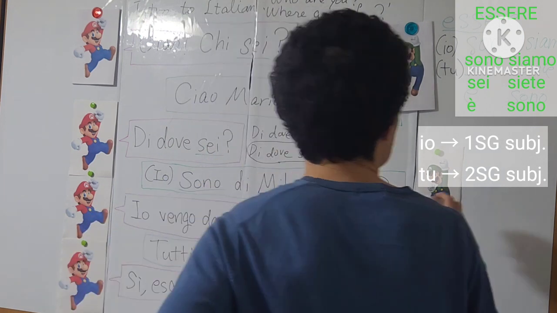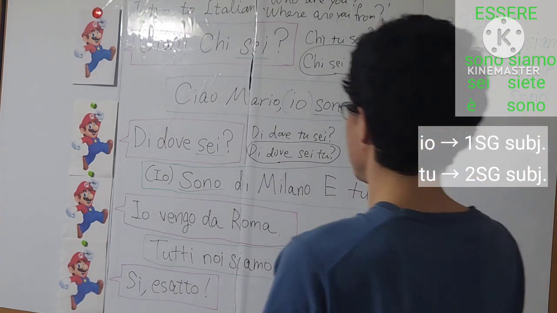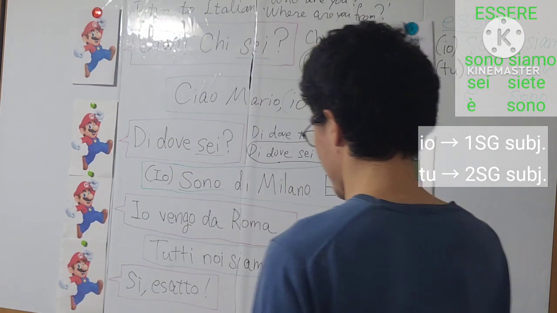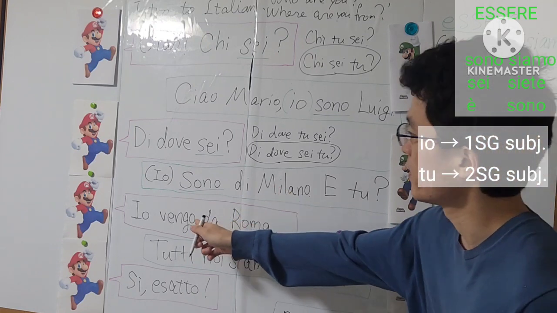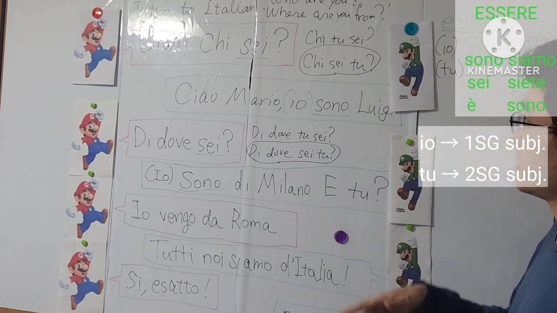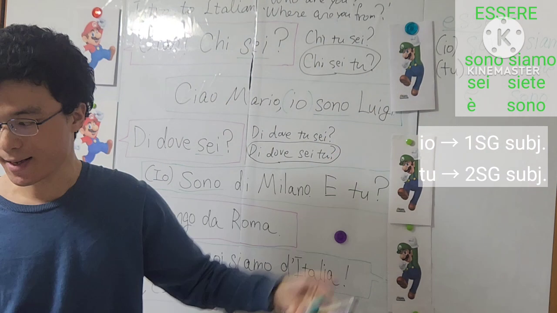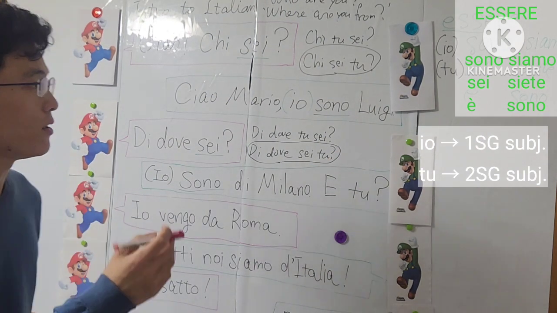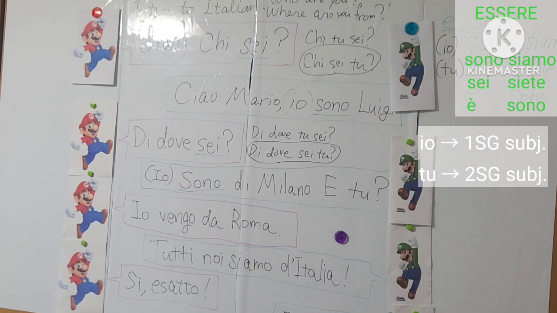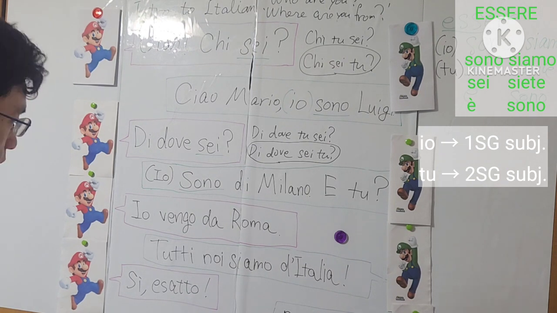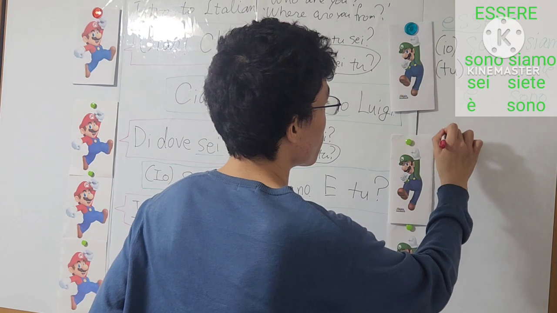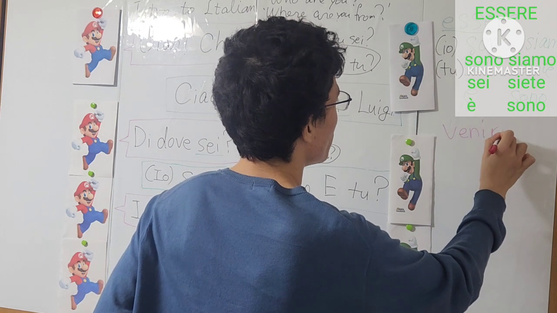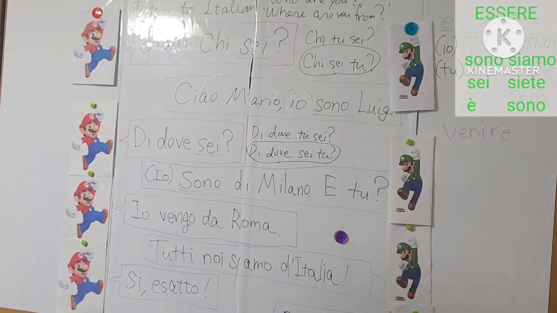Vengo. Okay. Vengo. Okay, now let me show you the whole paradigm of the verb come as well, like I did about essere. Well, the infinitive form or the dictionary form of vengo is venire. Yeah, quite unpredictable. Venire.